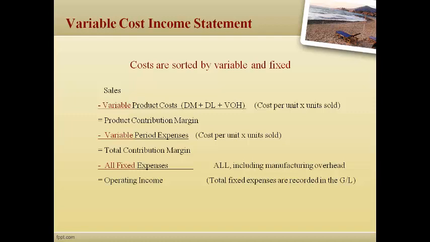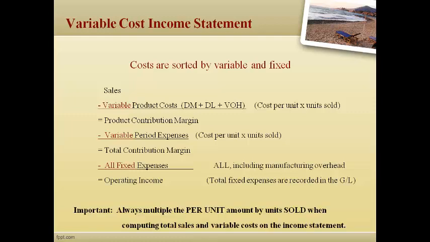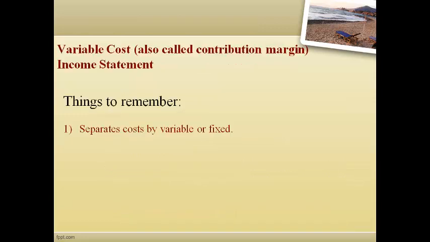All fixed cost includes fixed manufacturing overhead. The total variable costs are computed as the per unit amount multiplied by units sold. Always multiply by units sold when computing total amounts on the income statement. The important things to remember about the variable cost income statement are that it separates cost first by variable on top and second by fixed.